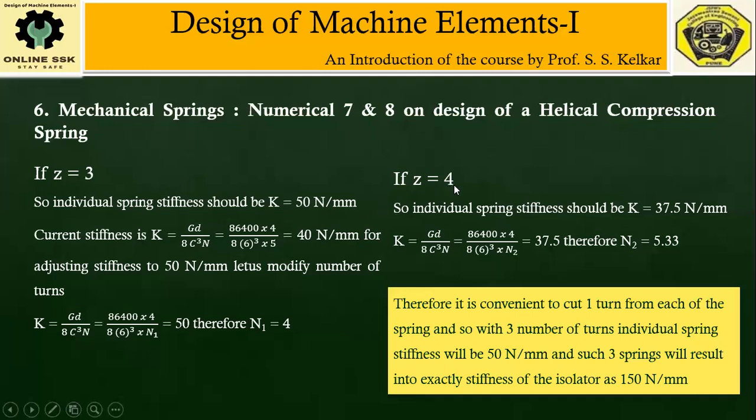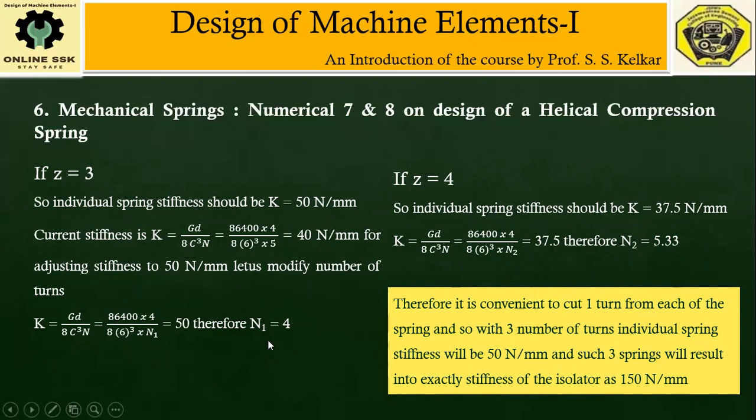Now suppose Z is equal to 4, at that time we need to reduce the current stiffness from 40 to a new stiffness of 37.5. For that we need to calculate the new number of turns, that happens to be equal to 5.33. Right now, number of turns equal to 5, and in this case we are in need of number of turns equal to 5.33. But it is always difficult to increase the number of turns as against to cut the spring to reduce the number of turns.